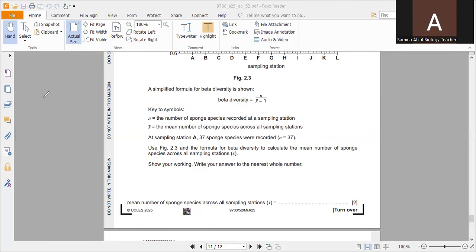So use figure 2.3 and the formula for beta diversity to calculate the mean number of sponge species across all sampling stations. So here you can see they have given n is equal to 37 and for A I have 1.65, and we have to find out the mean value. So according to this formula, we have beta diversity. A means this is the beta diversity.